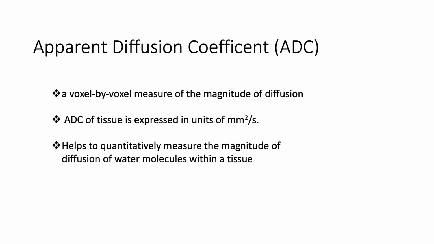The first map, the ADC map, is a voxel by voxel measure of the magnitude of diffusion. ADC of a tissue is expressed in units of millimeters squared per second, and it helps to quantitatively measure the magnitude of diffusion of water molecules within a tissue of the brain.